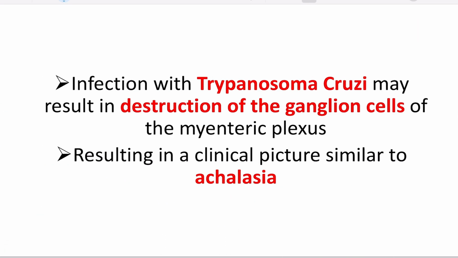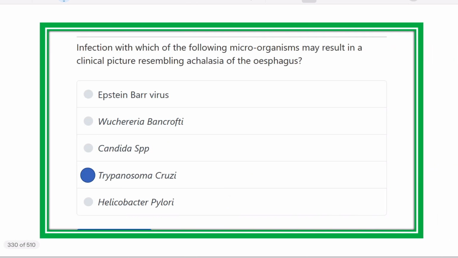This infection with Trypanosoma cruzi may cause destruction of the ganglionic cells of the mesenteric plexus, and finally development of achalasia, that means loss of movement of the esophagus. And what is the clinical feature? At first liquid content is not possible to swallow, and finally both liquid and solid.